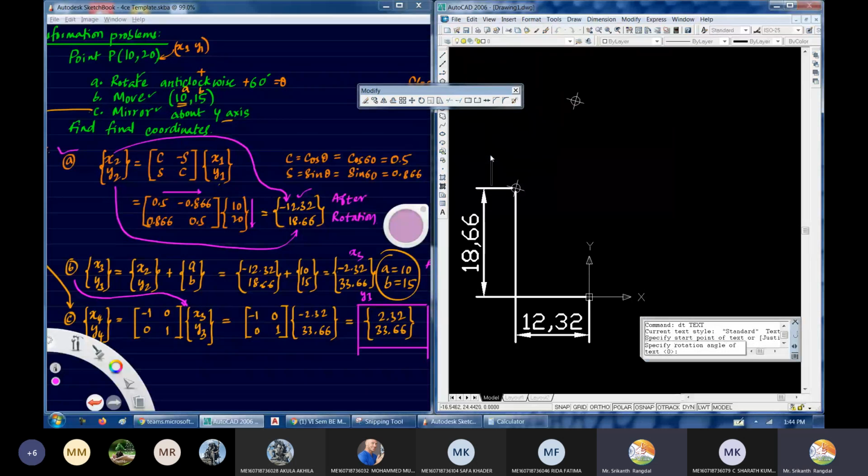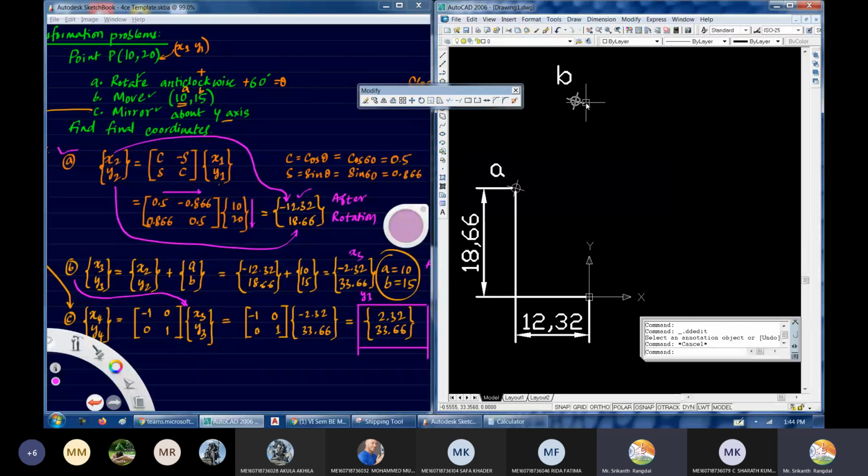So this is the first step, the A step, let us say. This is the B step. After the B step, this is what we get. Once again, the y coordinate, how much did we get? 33.66. That's correct. And the x coordinate, how much did we get? 2.32, and that again is on the left side of the y-axis. Hence, we are calling it negative.